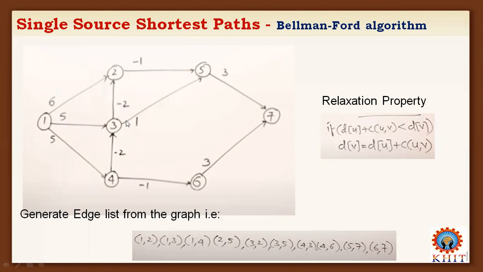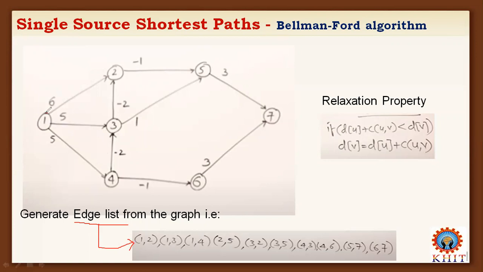Before solving the graph, we need to generate the edge list from the given graph. Based on the directions, we need to generate the edge list. How to generate the edge list? These are the edge list which can be generated from the given graph. Observe the directions clearly.